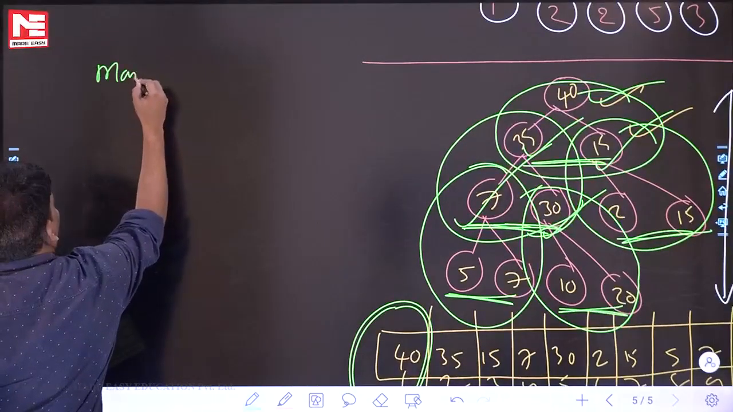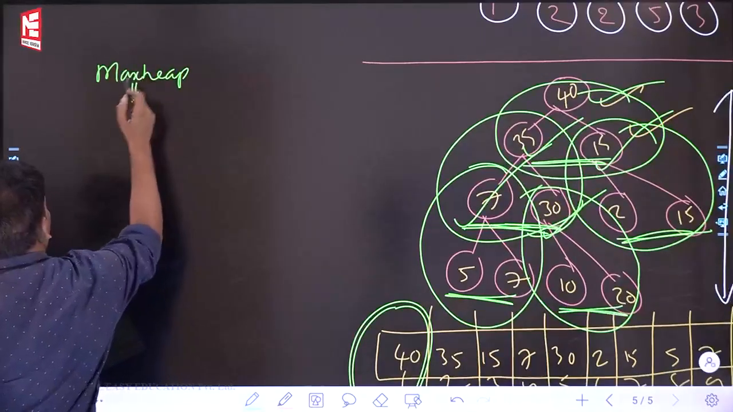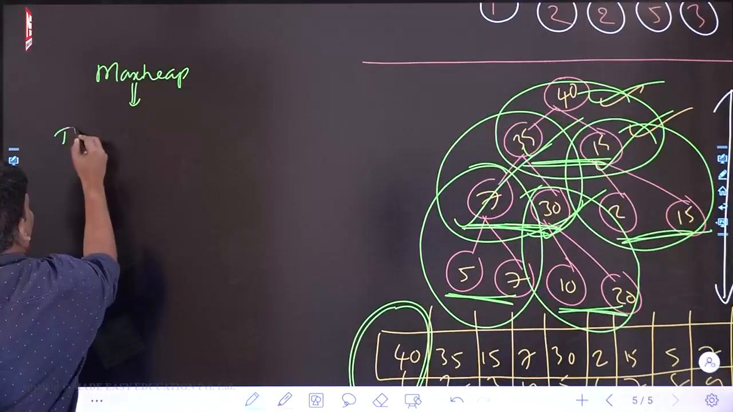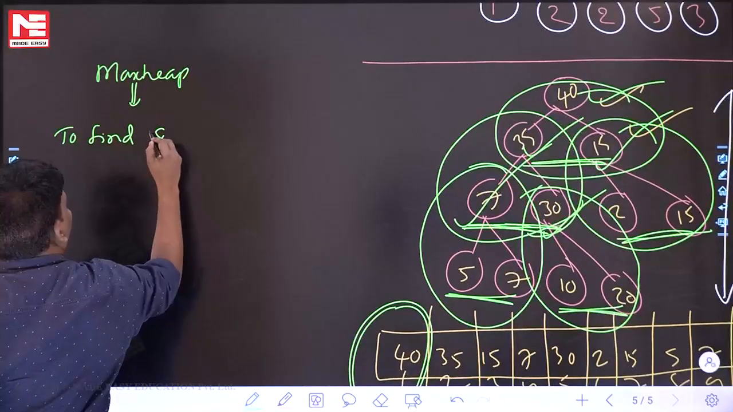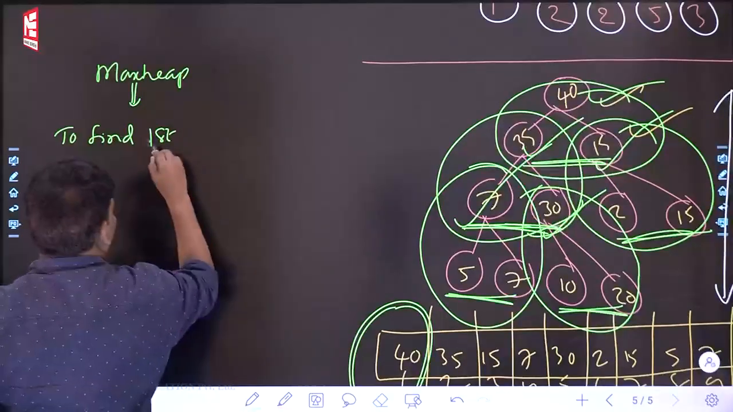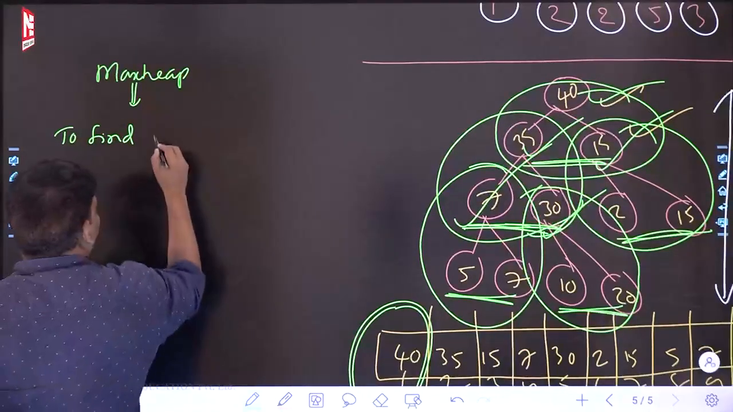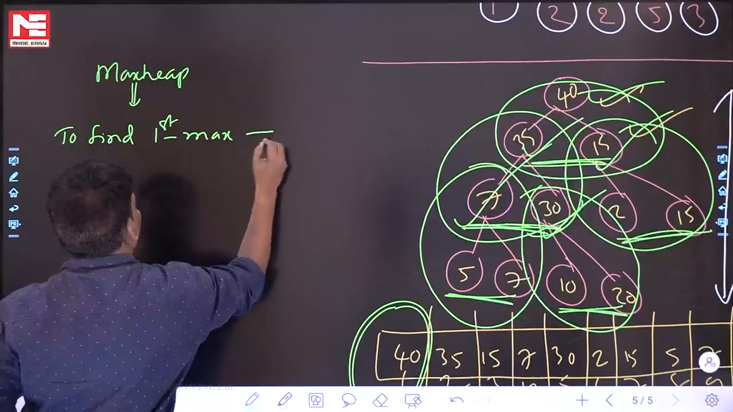Max heap. Max heap. See this one. Max heap, to find the first maximum.